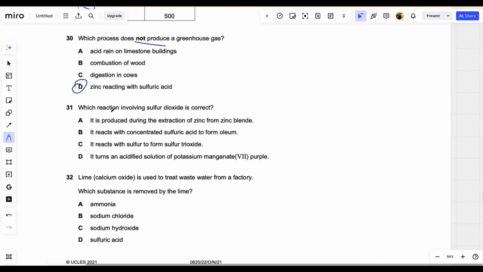Question 31. Which reaction involving sulfur dioxide is correct? It is produced during the extraction of zinc from zinc blende. Yes. Sulfur dioxide is produced when you are extracting zinc from zinc blende. You know, zinc blende is zinc sulfide.